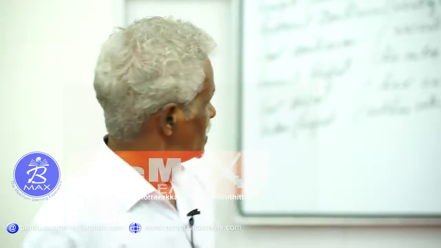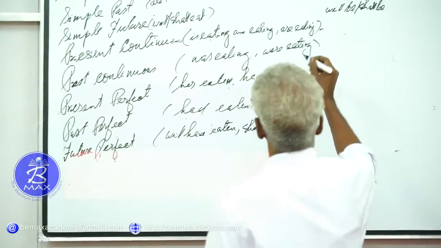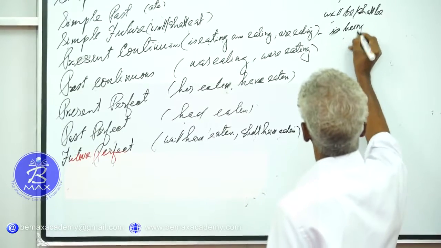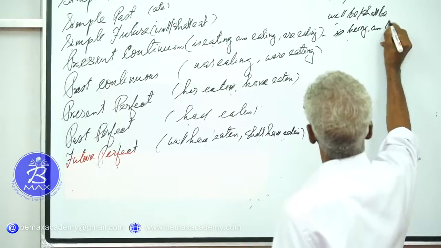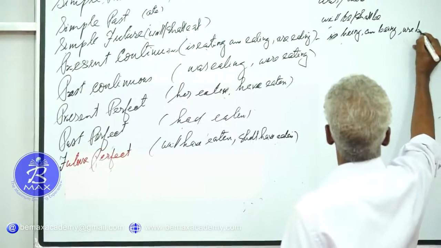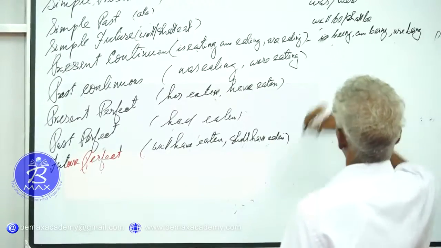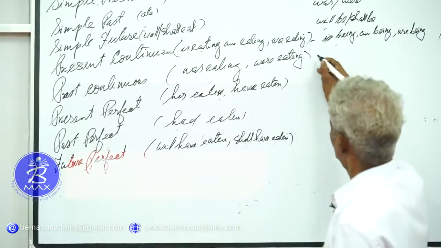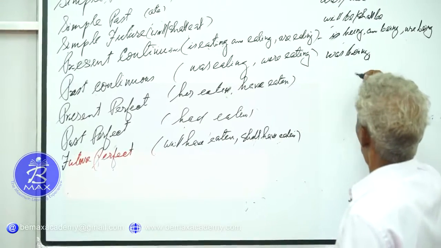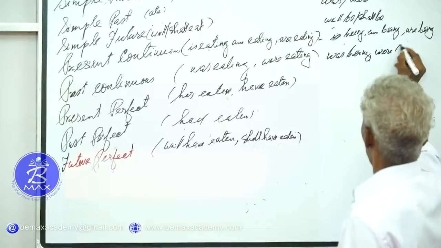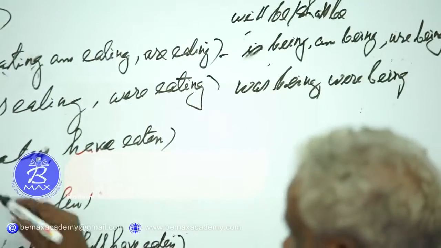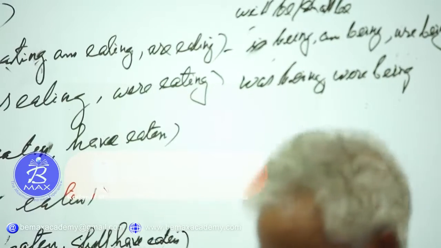Is being built. So it is eating. It becomes is being, am being, are being. Okay. Then this is was being, or were being. This is past continuous.